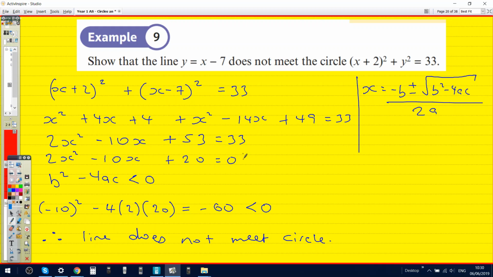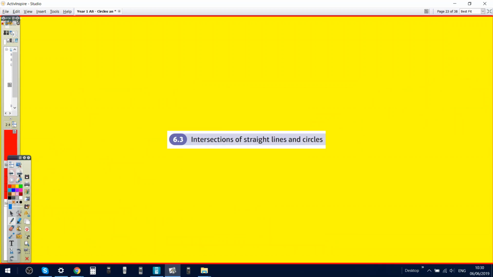The only one where you can't find the answer is this one, and so you just show that the discriminant is less than 0. That shows that they don't intersect with each other. There's no solutions to the quadratic. And it's a quadratic because circles are squared. So that's intersections of straight lines and circles.